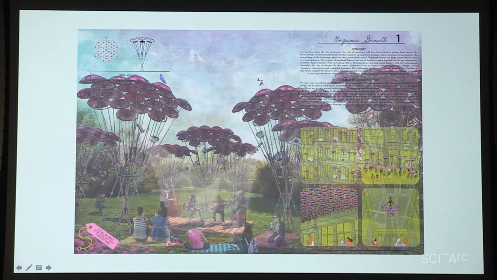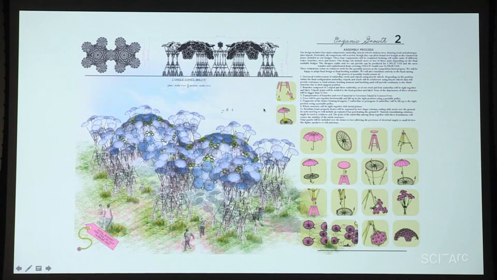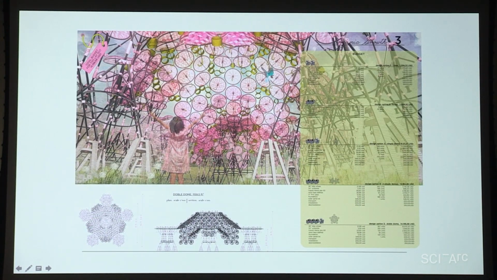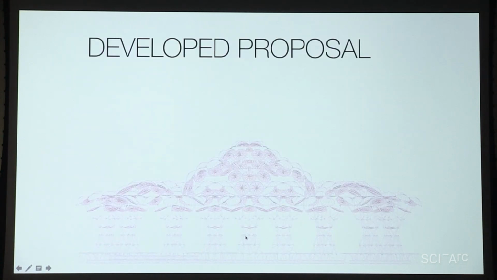In this case, we were not completely sure of how much money we were going to have, so we proposed a $4,000 installation that was just consisting of these trees, combining the umbrellas and the bicycle wheels. We were also offering a $12,000 configuration in which bigger domes were appearing, and a $22,000 configuration for the pavilion that was introducing a bigger dome in the center, allowing around 200 square meters to be useful.